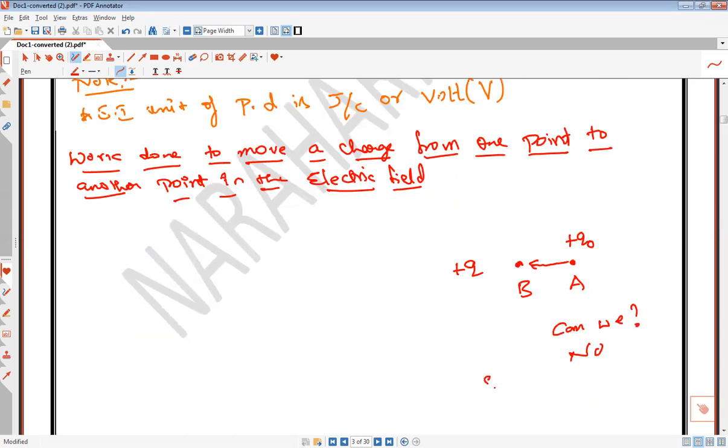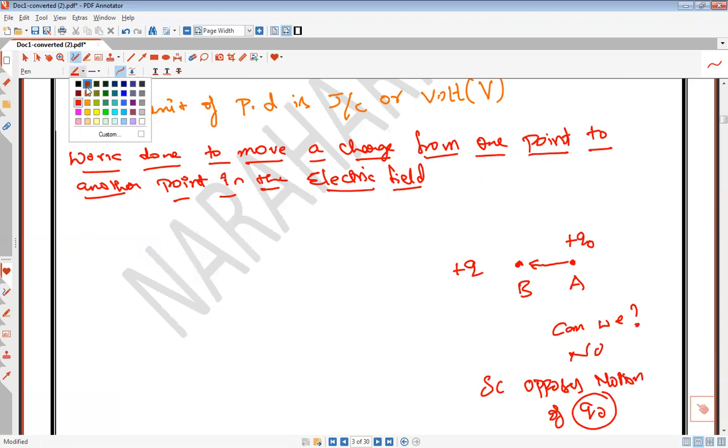The source charge opposes the motion of the test charge. So in order to move the test charge from A to B, we will have to do some work. How much work we have to do, that is to be calculated. We need to calculate the work done to move a charge from one point to another point in the electric field.